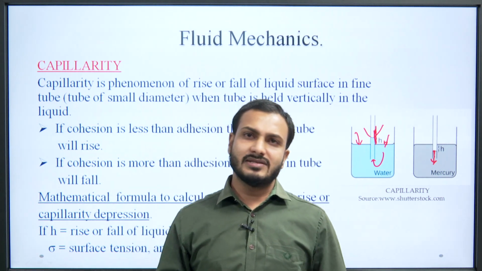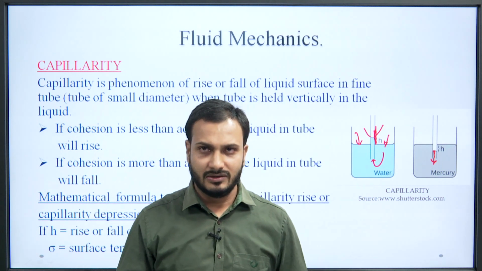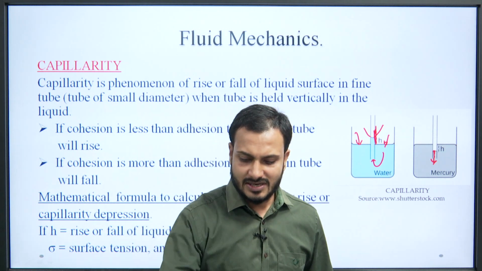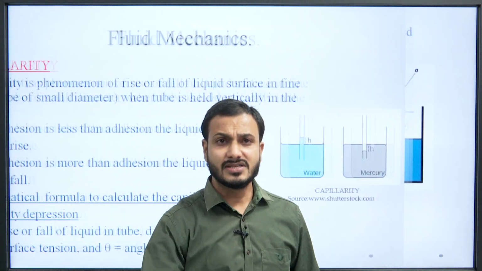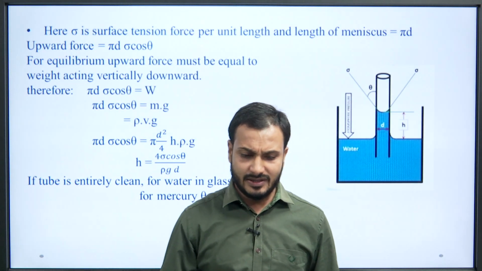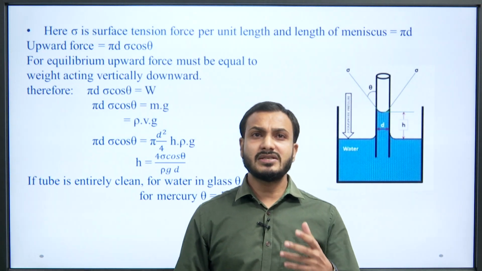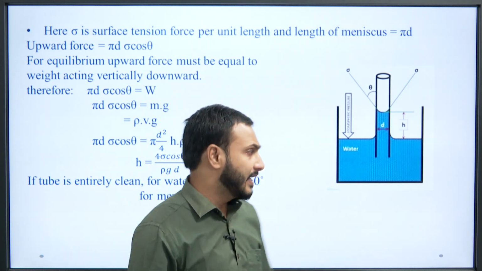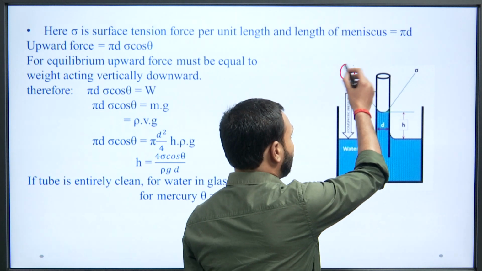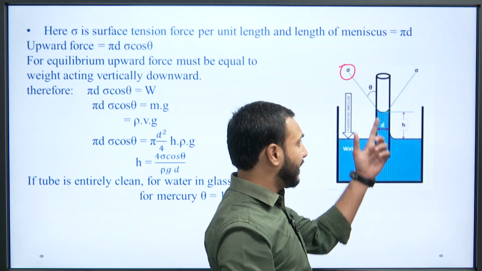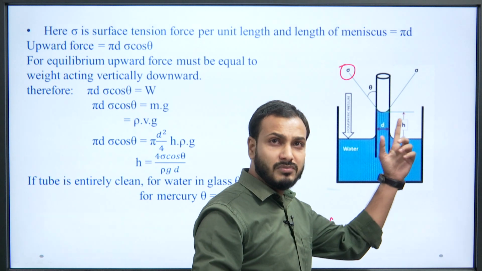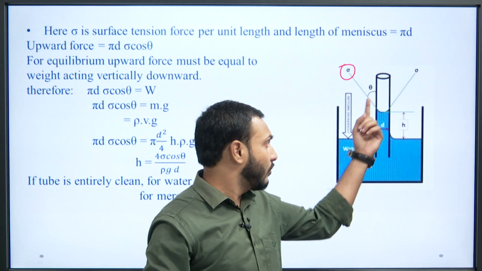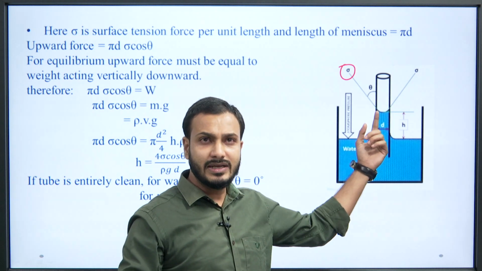Now, we will understand the same concept mathematically. H is the rise or fall, D is the diameter, sigma is the surface tension, the surface tension force per unit length, and the length of the meniscus is pi d. This sigma is the surface tension force acting on the tube, per unit length of the diameter of the tube. So, that will be pi d, as we know.